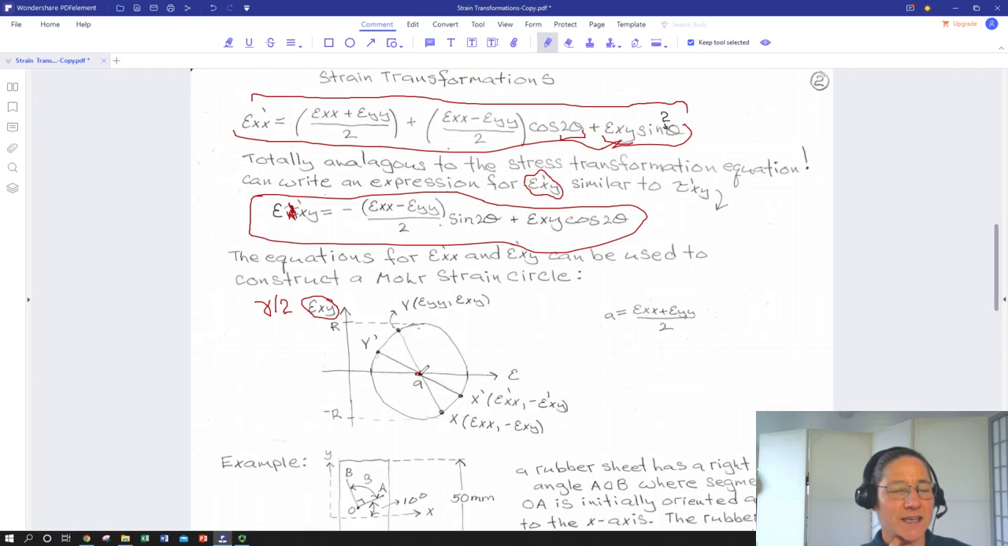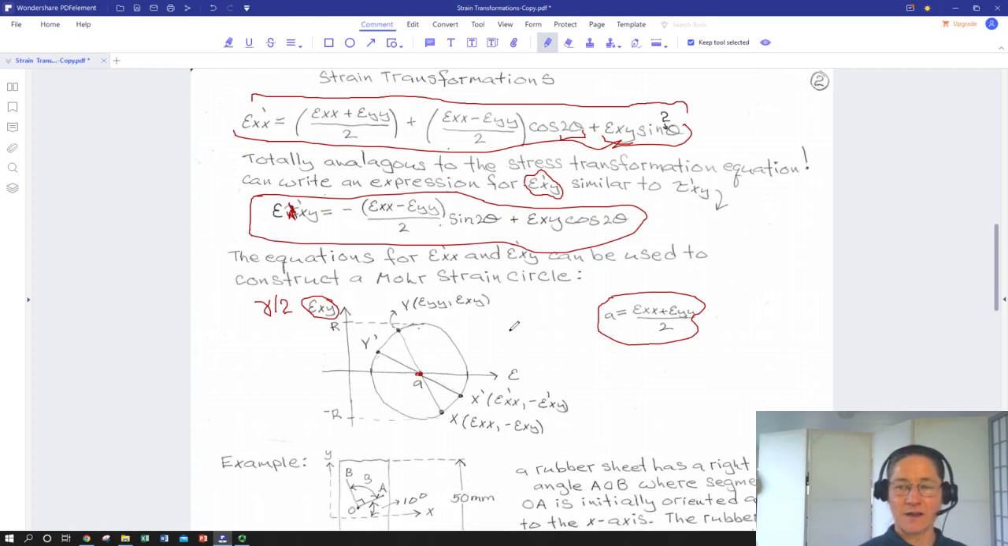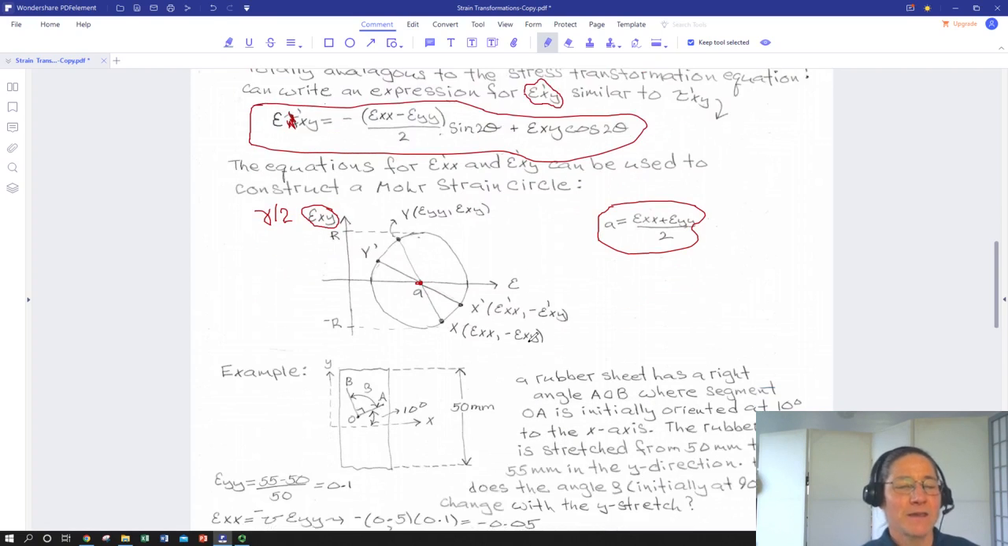So just like in the stress Mohr circle, we have a circle center, which is 1/2 of the sum of the 2 orthogonal reference system normal strains. And then we're going to have an analogous relationship for the radius of the circle, which will give our max shear strain, tensor shear strain. So we'll just take a look at the shape of the Mohr circle again.